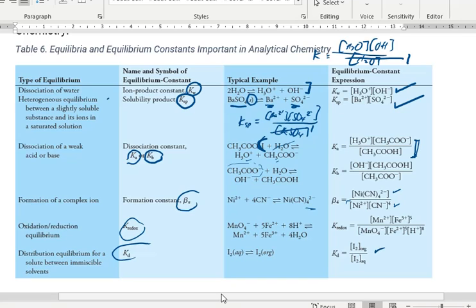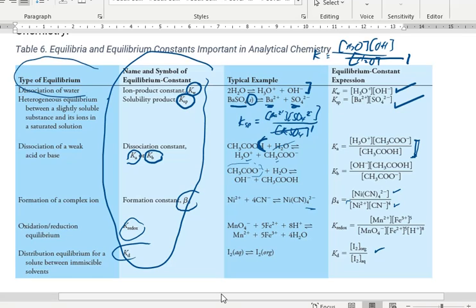So, all of these are just specific or special terms for the type of equilibrium. Okay? But their formula is the same. The K is equal to the concentration of products over reactants raised to their stoichiometric coefficients. And for liquids and solids, the concentration will be equal to 1. Okay?